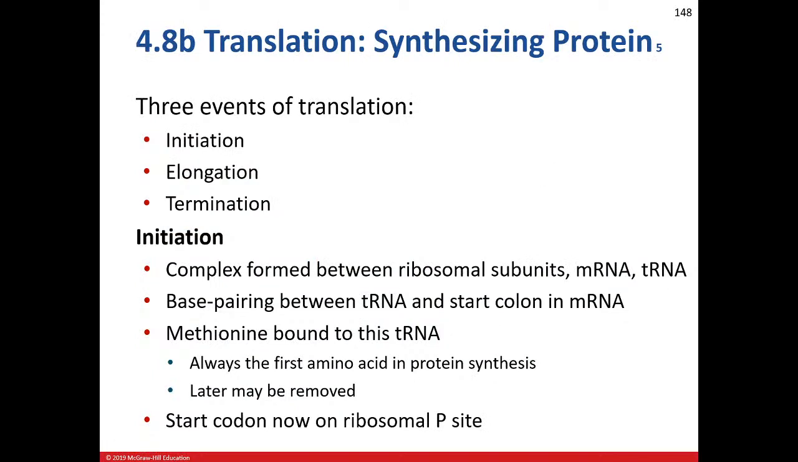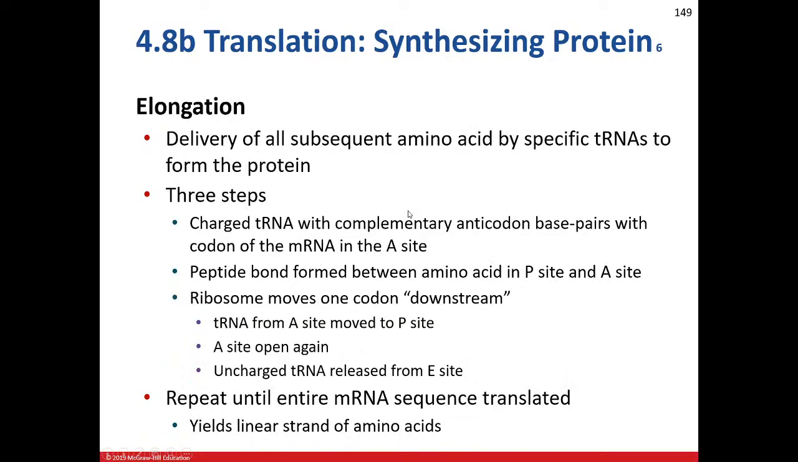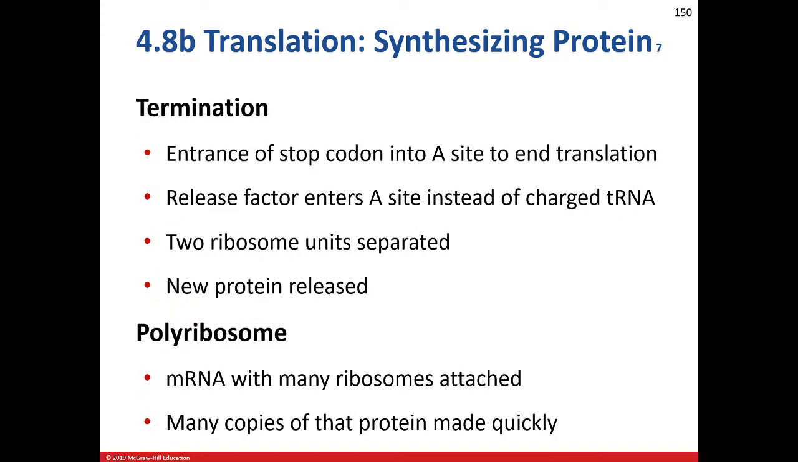All right, so the three events of translation are initiation, elongation, and termination. All right, and I believe actually we've pretty well explained all of this already. So polyribosome down here, that's a new term for us. The mRNA can be attached to multiple ribosomes simultaneously. This allows us to make multiple copies of that protein quickly.